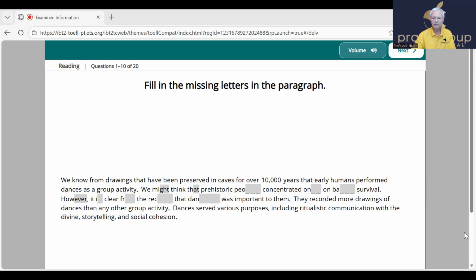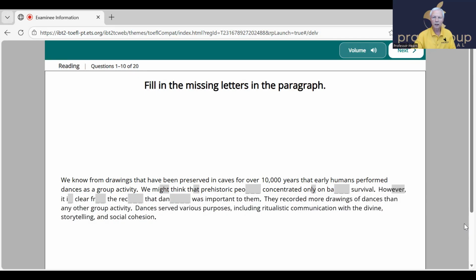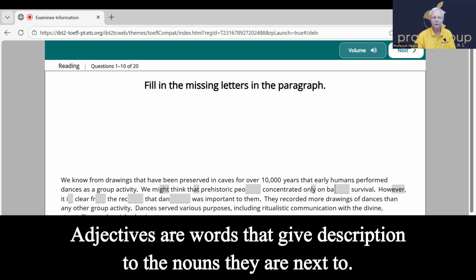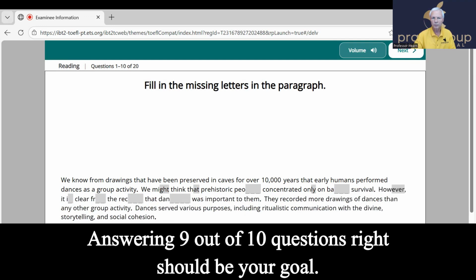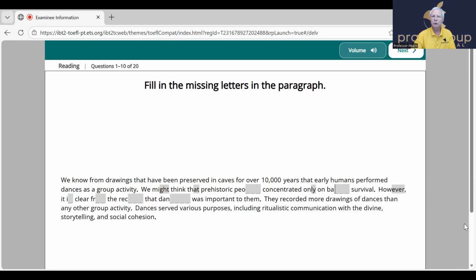What would that be? Only on some kind of survival. Now, some kind of is an adjective. And adjectives can be challenging if you don't have a higher level of English. But remember, we're not trying to get a perfect score. We're looking to get a respectable passing score. So don't spend a lot of time on words you don't know. Make sure that you answer the ones you can.